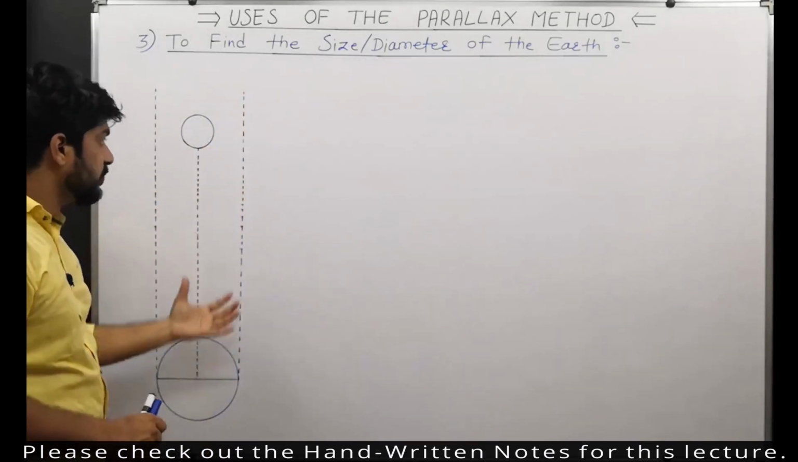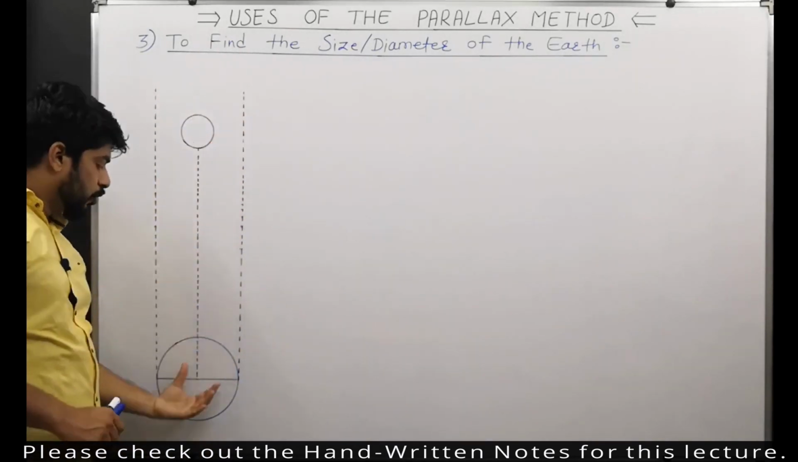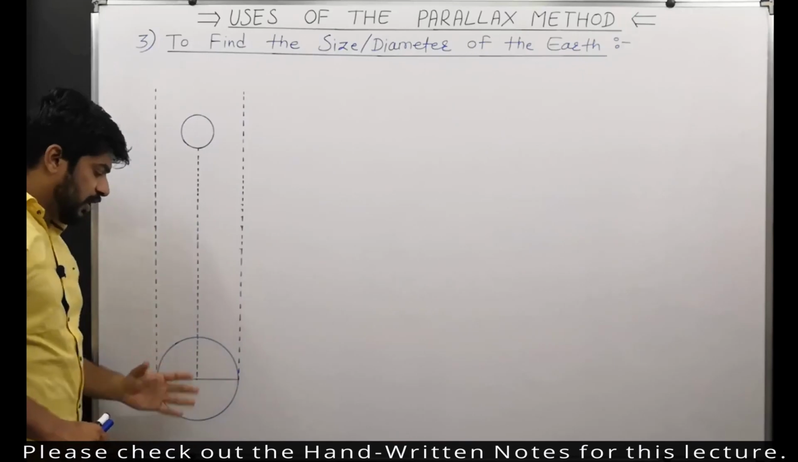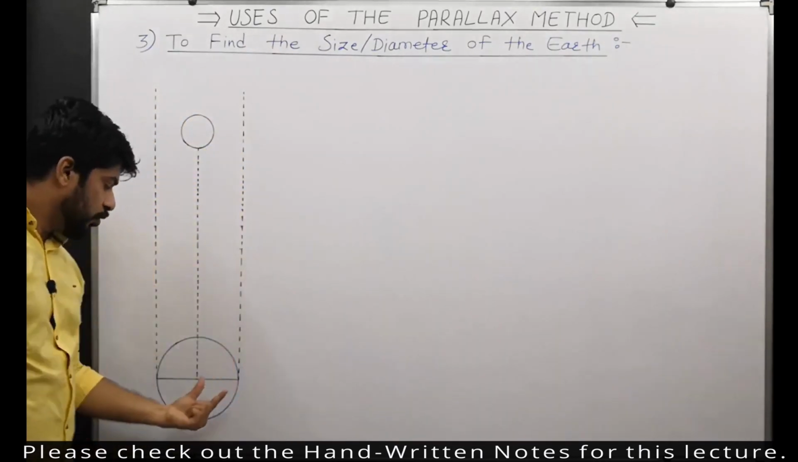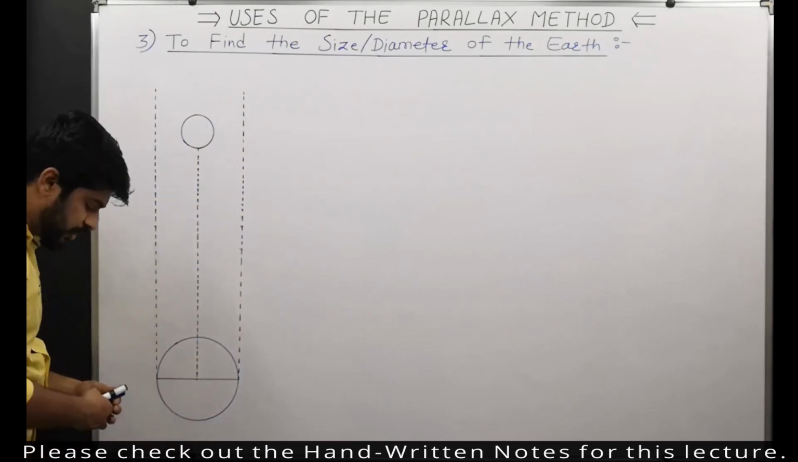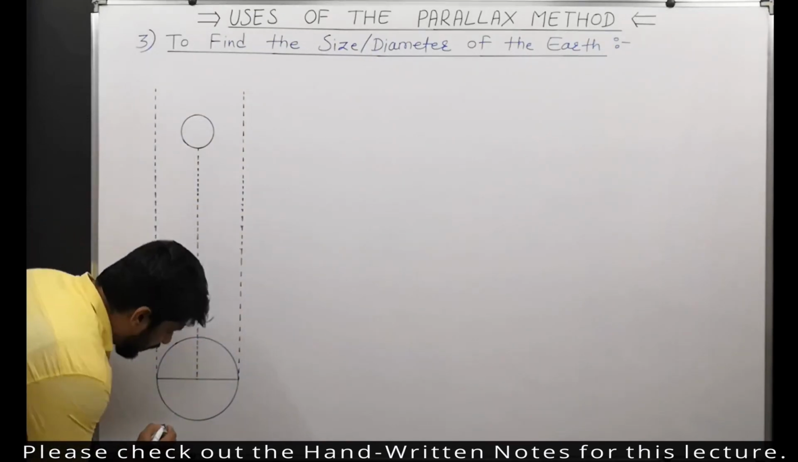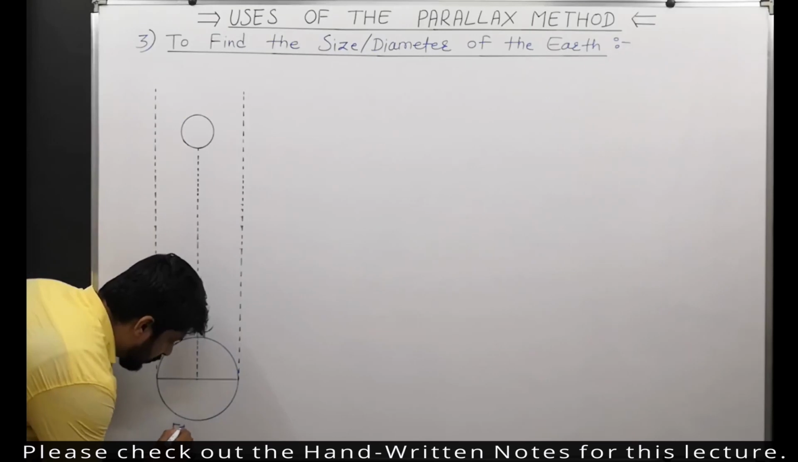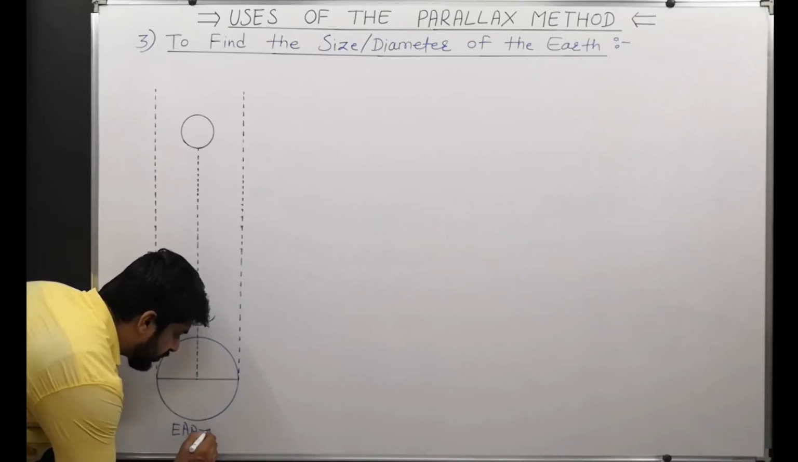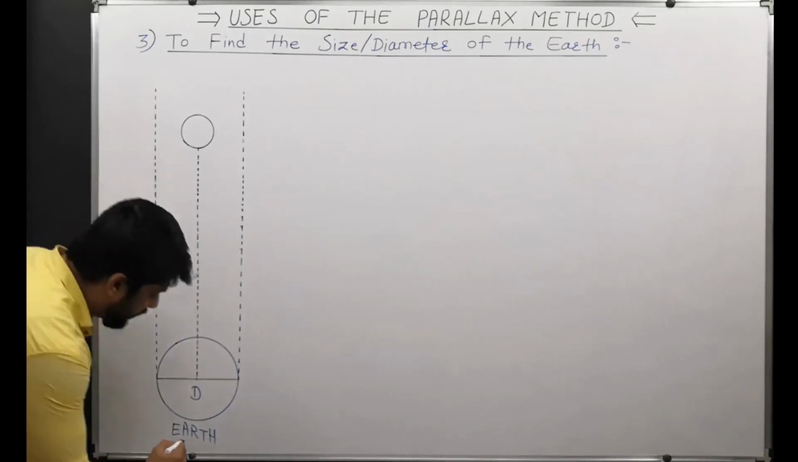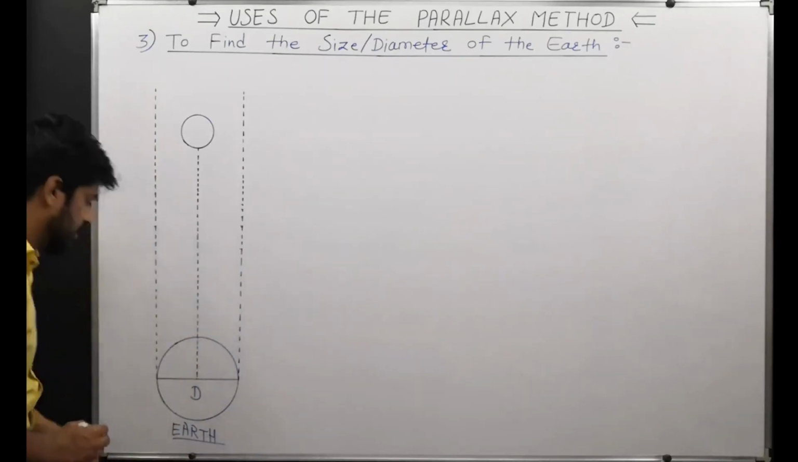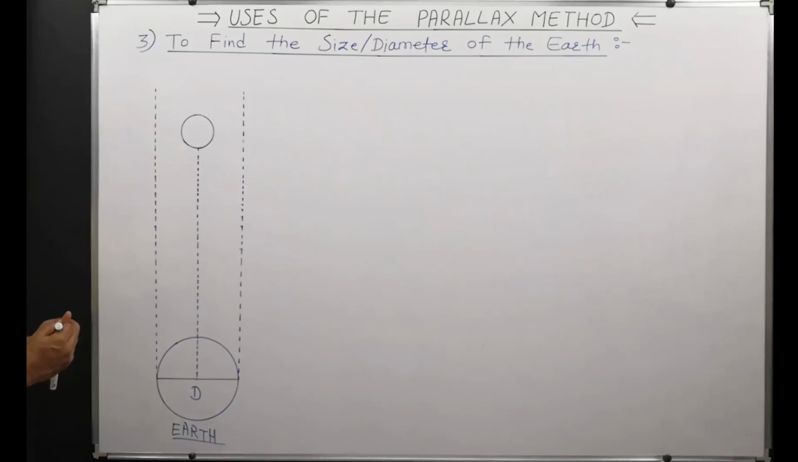Here you can see I have already drawn one diagram. I will tell you what it is. We are finding out the size of the earth. Over here, this is the earth. Let's say the diameter of this earth is capital D.